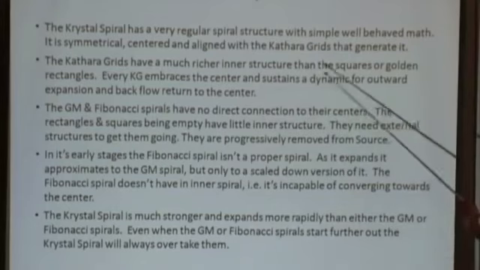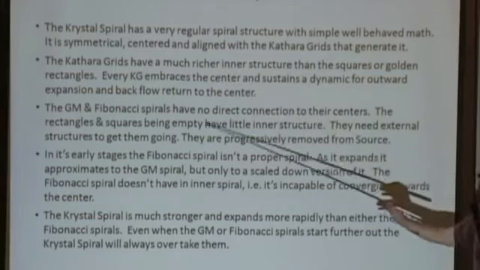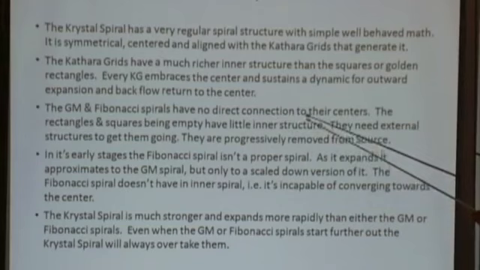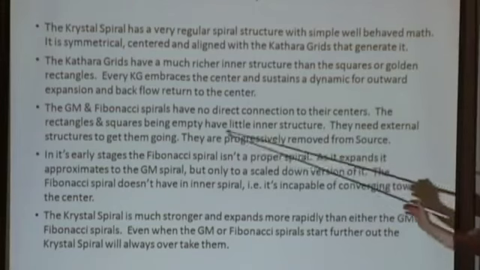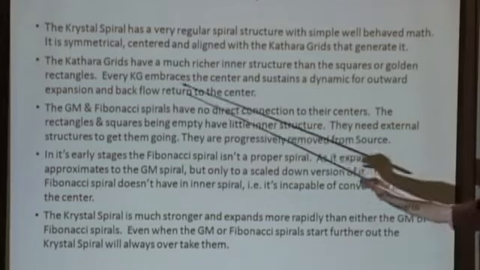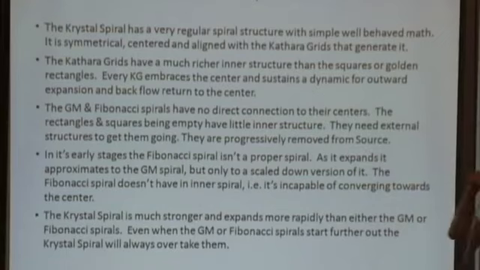Compare that with both the golden mean and the Fibonacci spirals. We're talking about squares and rectangles, which are basically empty. They're lacking in internal structure. They have no direct connection to their centers. Such internal structure as they have derives from what's happening outside of them. So they need external structures to get them going. And as they expand, as they elaborate, they're progressively removed from source. Within the crystal spiral, every Katara grid embraces the center and sustains the dynamic for outward expansion from the center to the periphery, and for a backflow return from the periphery to the center.